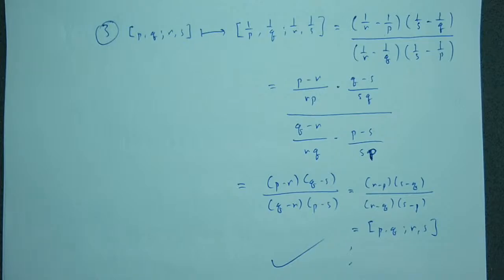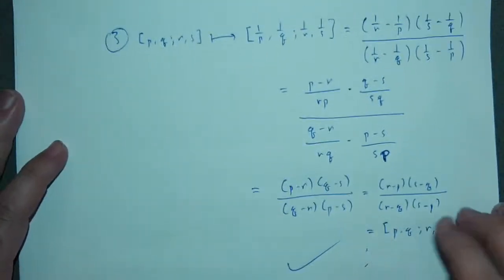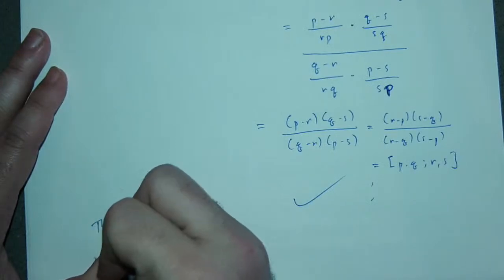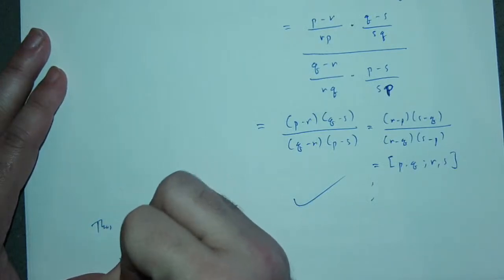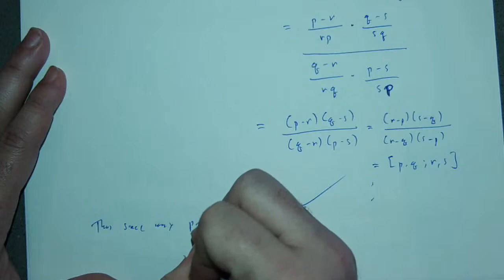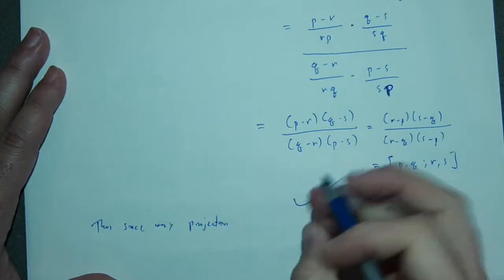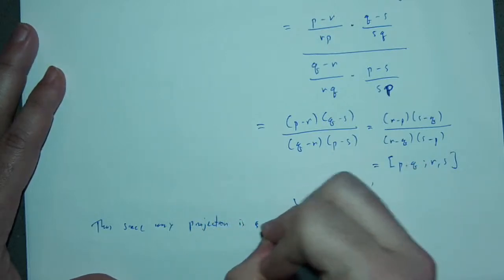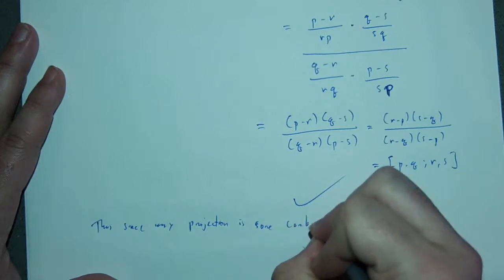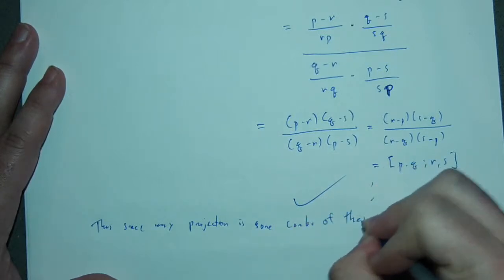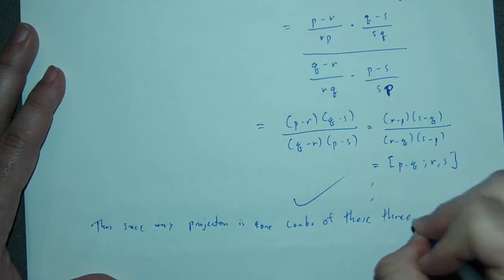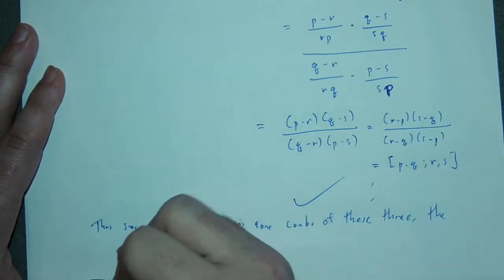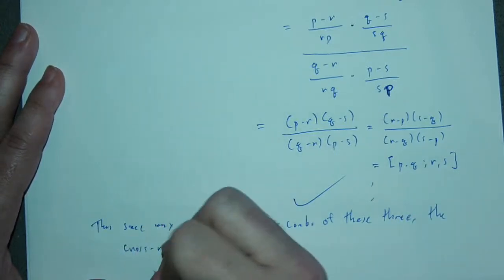Maybe I should say one more thing here. Thus, since any projection is some combo of these three, the cross ratio is preserved by projections.